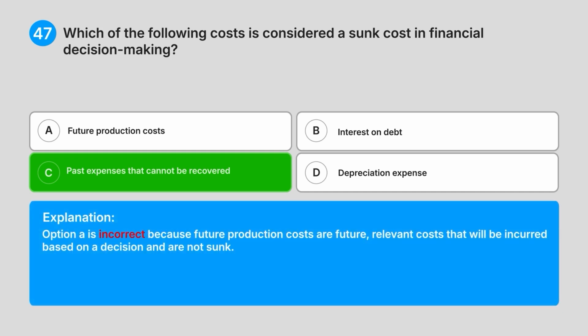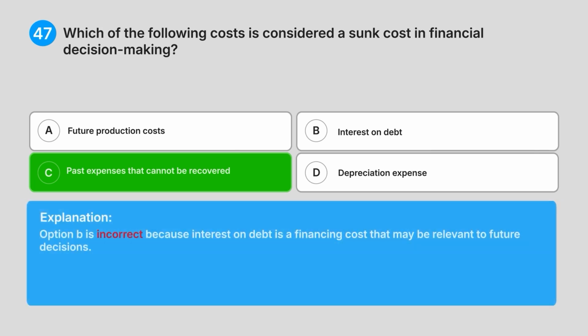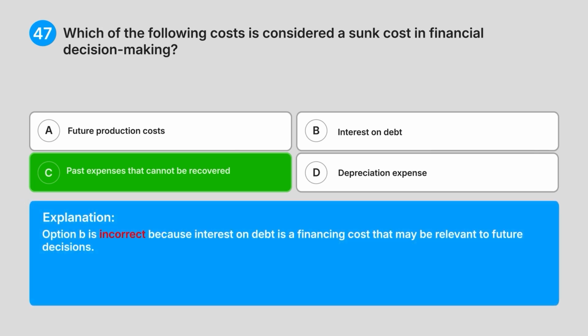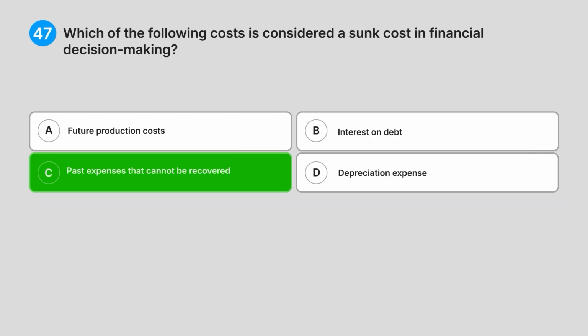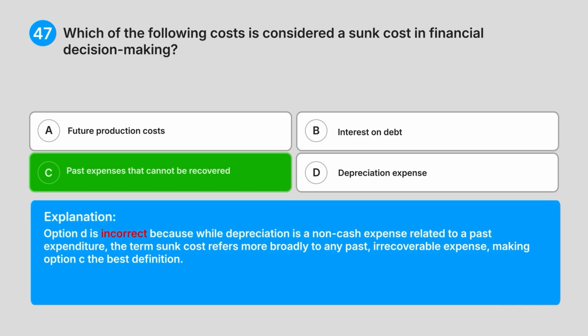Option A is incorrect because future production costs are future, relevant costs that will be incurred based on a decision and are not sunk. Option B is incorrect because interest on debt is a financing cost that may be relevant to future decisions. Option D is incorrect because while depreciation is a non-cash expense related to a past expenditure, the term sunk cost refers more broadly to any past, irrecoverable expense, making option C the best definition.